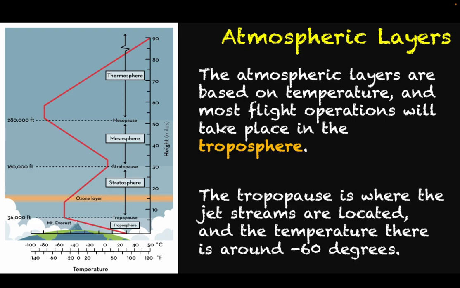So it's worth mentioning that the tropopause is where the jet streams are located, and the temperature there is around negative 60 degrees. A lot of what we're going to be talking about in this chapter obviously necessitates cabin pressurization if you're flying without supplemental oxygen. You need cabin pressurization not only because of oxygen issues, but because of temperature issues as well. So you not only have to pressurize the cabin, but you need a good heating mechanism as well. Otherwise, everybody on an airplane would absolutely freeze to death.